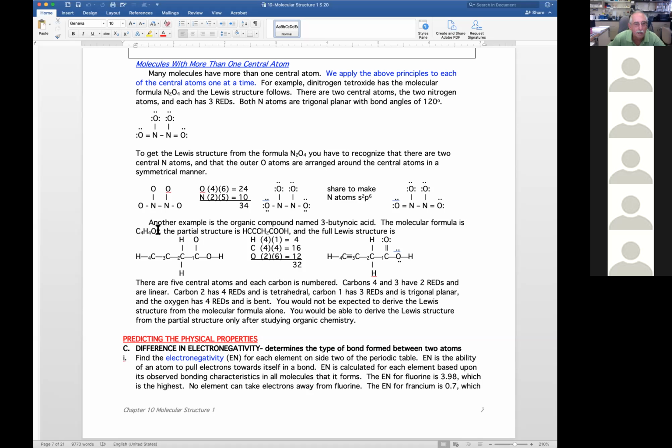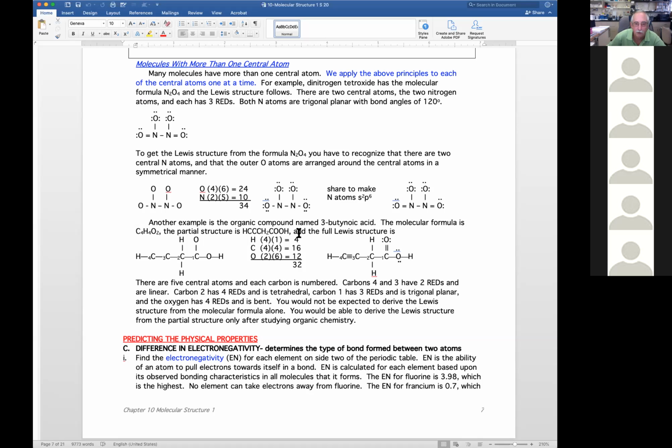There is no way I expect you to see this and come up with this or this. If I give you the partial structure, that would help a little bit. But right now, I know you can't do that. But here's the point. Once you knew how to figure this out, then you have to prove it.